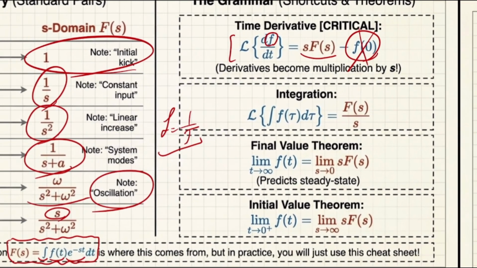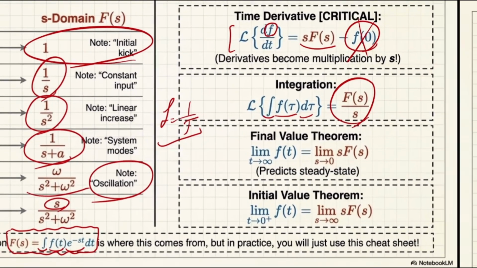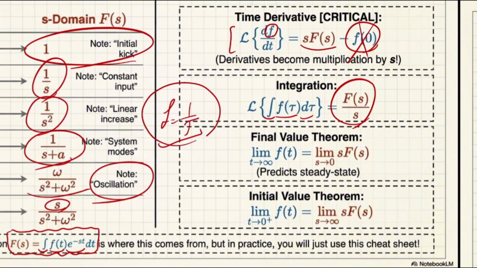Then we do have the integration. The Laplace of an integral of f(t) dt is going to be F(s) divided by s. Another important thing I have to know is the relationship between frequency and time, that f is equal to 1 over t, which is the very common formula. It means that when your time is trying to reach 0, your frequency is going to be trying to reach infinity, and vice versa.